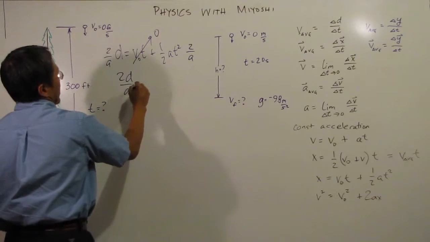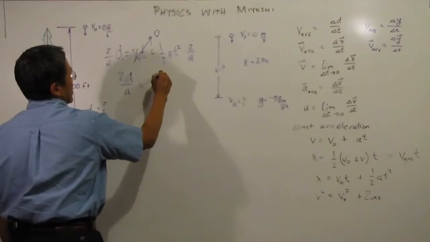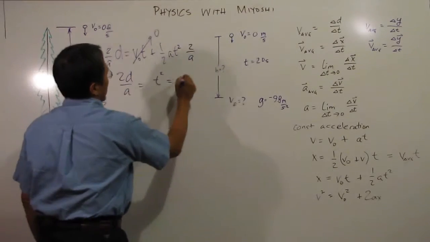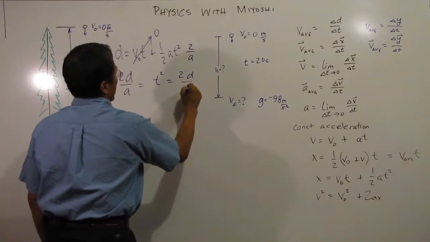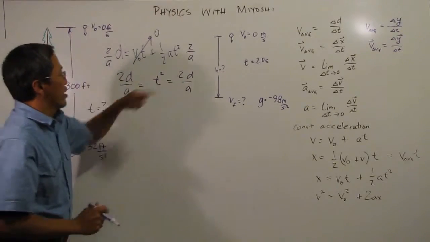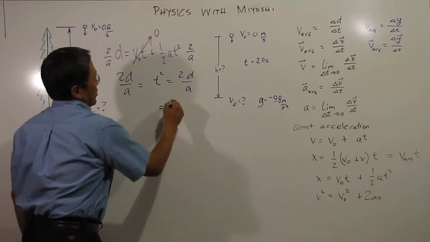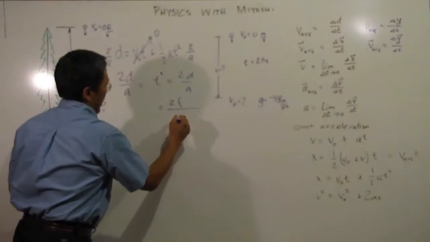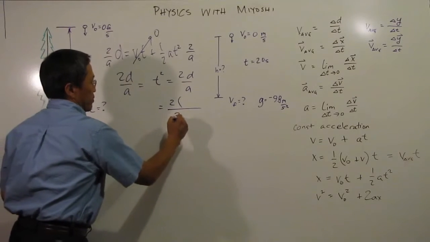2d over a is t squared. So now let's flop this over on the other side, and we can do that because it's an equality. And now I know that I can just put in there 2. Now the d, well, let's do this. My a is going to be negative 32 feet per second squared.